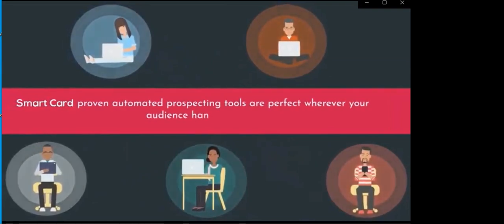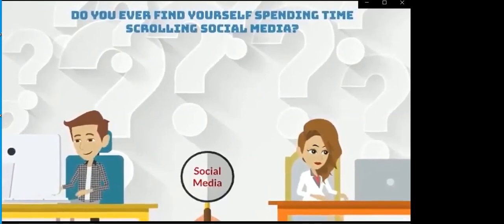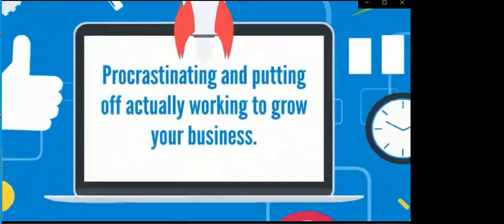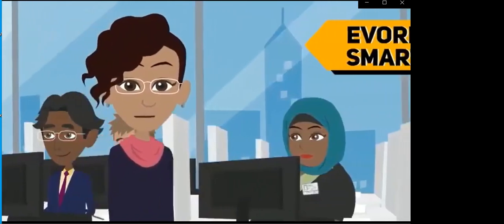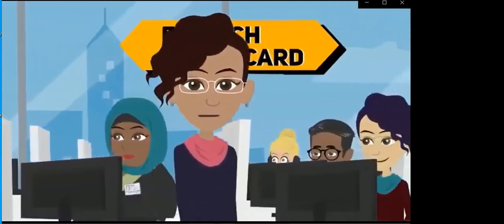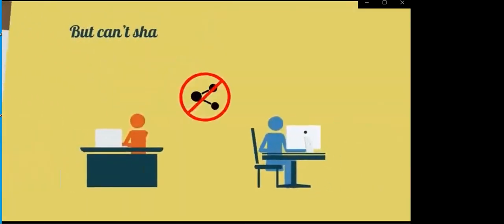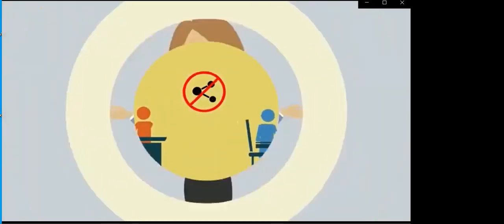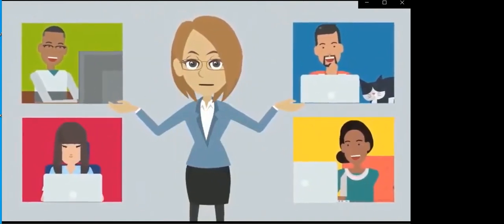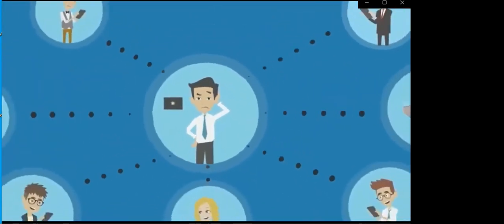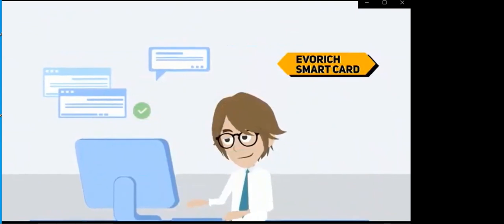Do you ever find yourself spending time scrolling social media, procrastinating, and putting off actually working to grow your business? Your built-in DMO tracker ensures you take consistent, productive, and effective action. You've got a great way to build your team, because you can share and duplicate the process. Now you can have every member of your organization running a prospecting system in just a few minutes. Overcome the objection that a new partner doesn't know how to sell the opportunity. This system has been developed with input from the highest earners and best-known educators in the network marketing space. Learn from the very best.